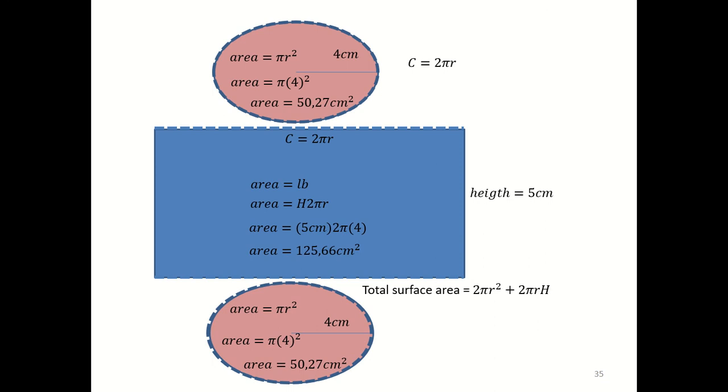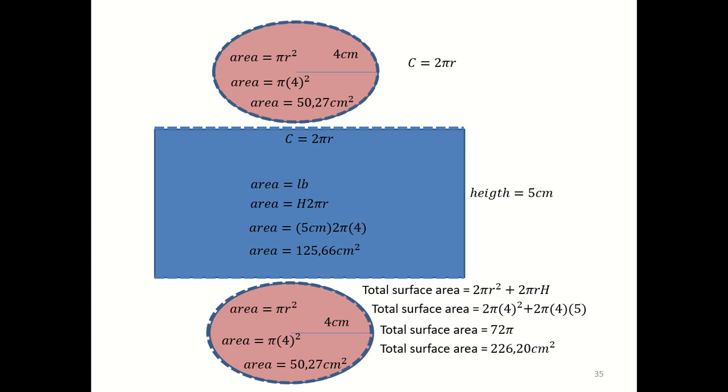This is the total surface area formula you may use, where 2 pi r squared is simply the area of the two circles, and 2 pi r h is simply the area of the body that I just showed you, the body of the prism. When I make substitutions, I substituted my radius, which is 4, and the height of the prism, 5, and it will give me a total surface area of 72 pi, and that is equivalent to 226.2 square centimeters, which is just 50,27 plus 125,66 plus 50,27.